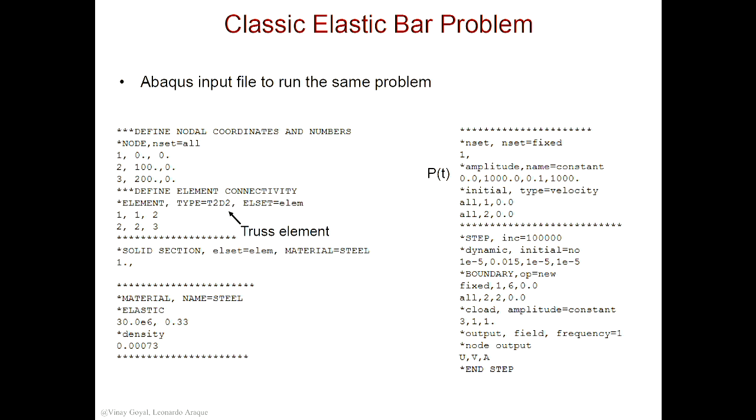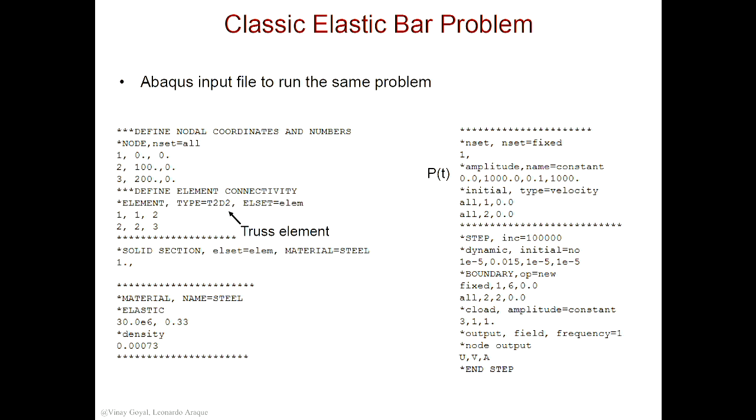I put the amplitude, and I call it name equals constant. So at time equals 0, I'm at 1,000. And at time equals 0.1, I'm at 1,000. Now, you're asking me, did I make it forever? I guess I didn't, but since I stopped the solution way before that, it doesn't know any better. So that's my amplitude definition. Nothing is being used right now. This is not being used in any way at this point in time. That'll be used later.